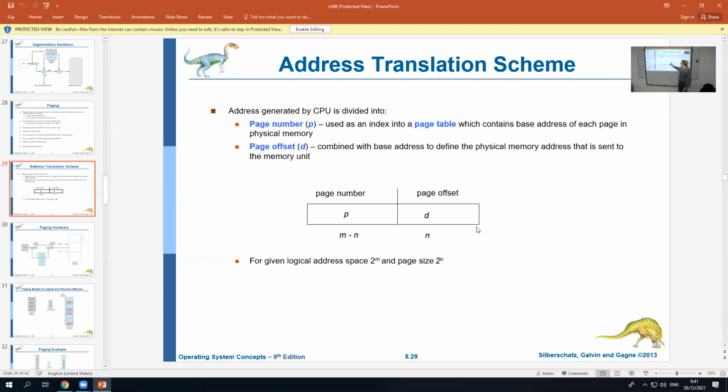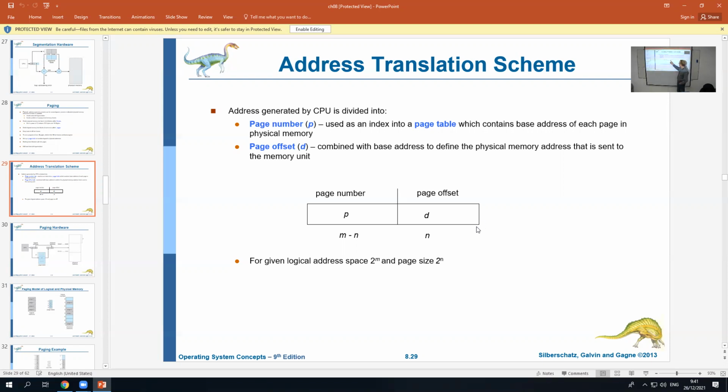That's why we call it P and D, and M and N. The idea is that the page number is the ones and zeros to the left of this line. Let's say it's only a 4-bit address, to make it even easier. So 2 bits are the page number and 2 bits are the offset. If it's 0, 0, it's page 0. If it's 0, 1, it's page 1, etc. The highest page would be 1, 1, which is 3. So there'd be 4 possible pages.